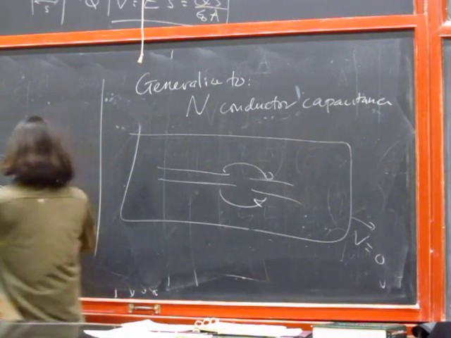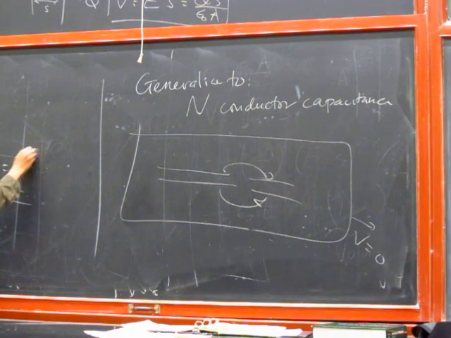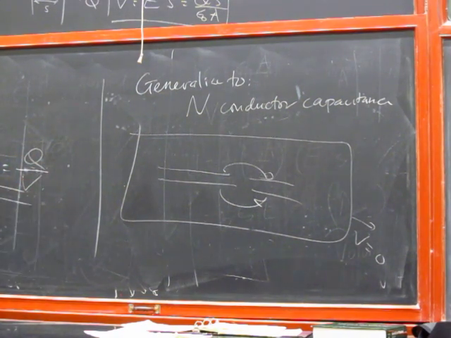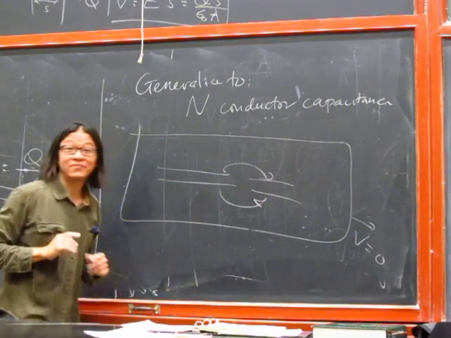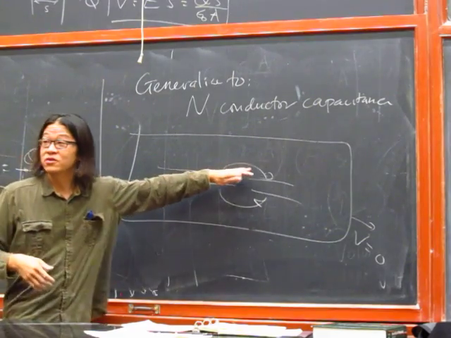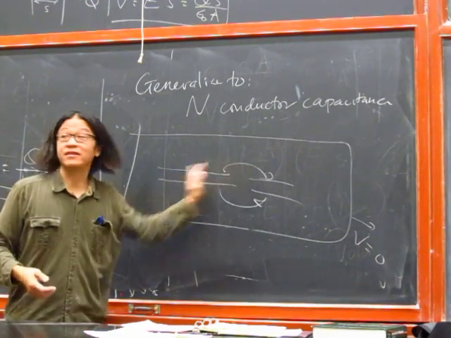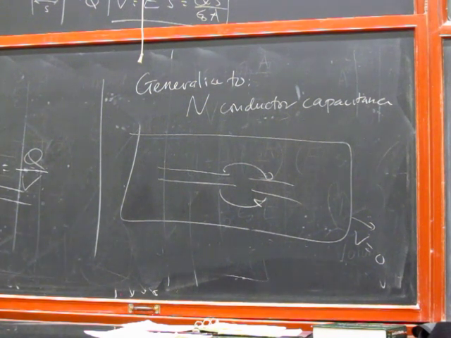So it's not enough to just talk about parallel plates, where capacitance is equal to Q over V. I have to be able to talk about many conductors, capacitance, and introduce concepts that lead to an analysis of something like this. Okay.